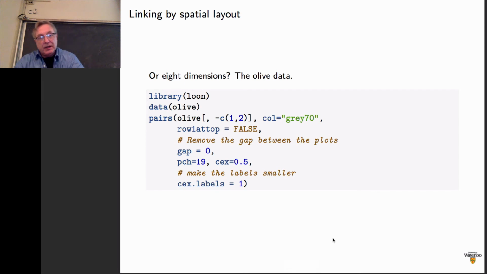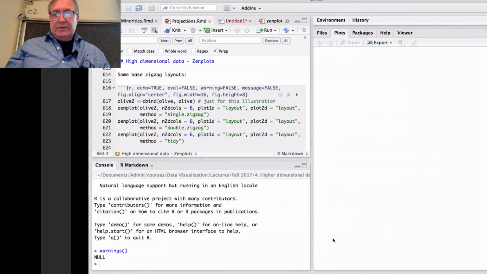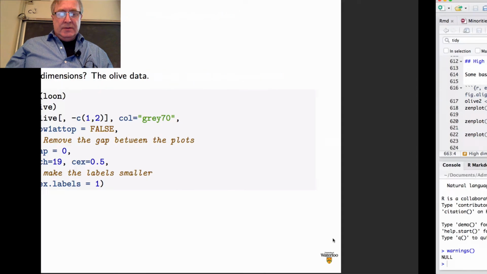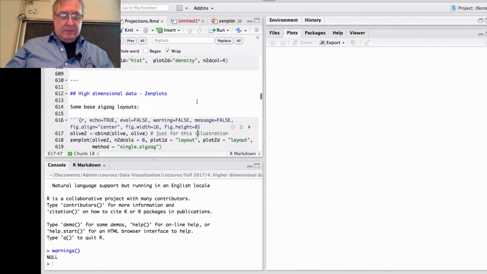All right. You can do this in 8 dimensions, any number of dimensions, and it gets a little more interesting if you've got some linking here. So let's see if I can, what am I looking for in 8 dimensions?